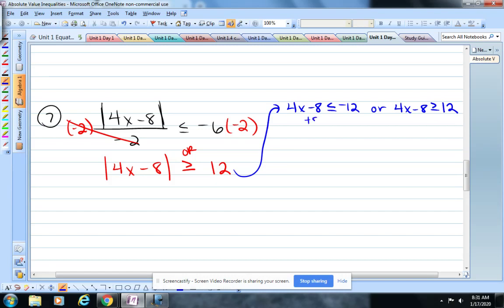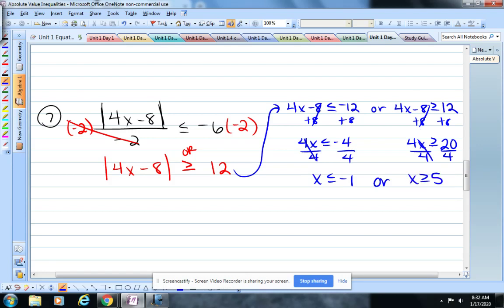So the first one, I add 8 and add 8, and I get 4x is less than or equal to what number? And then divide by 4, and x is less than or equal to negative 1. Write the word or. And then over here, add 8. So 4x is greater than or equal to what number? 20. And then what? Divide by 4, and x is greater than or equal to 5.